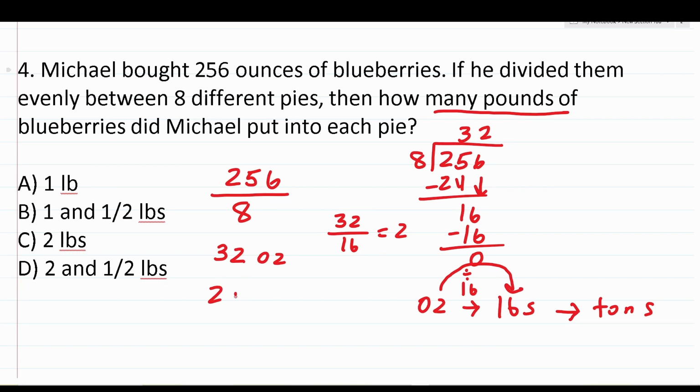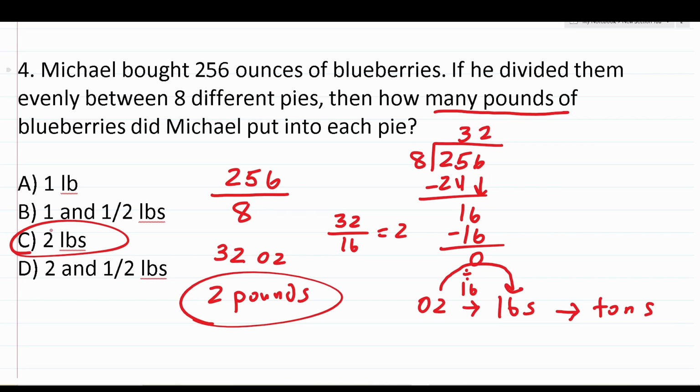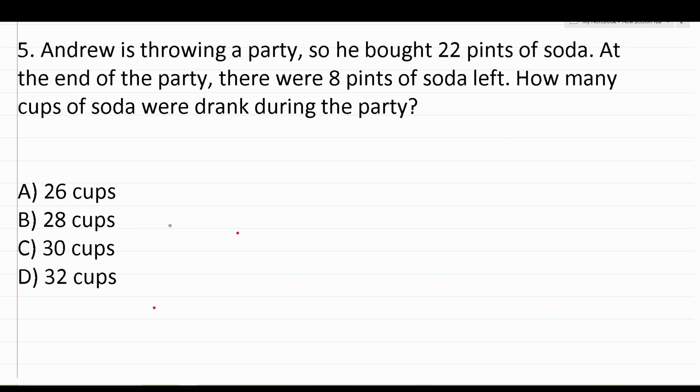So in other words, he put 2 pounds of blueberries in each pie, which is answer choice C. Number 5 says this: Andrew is throwing a party, so he bought 22 pints of soda. At the end of the party, there were 8 pints of soda left. How many cups of soda were drank during the party?